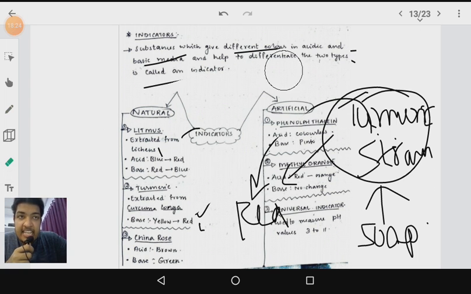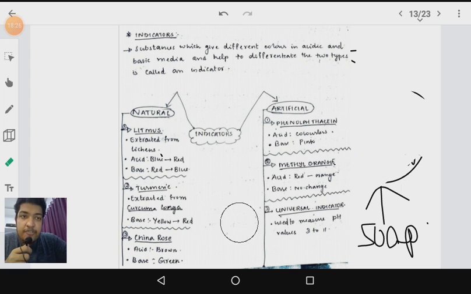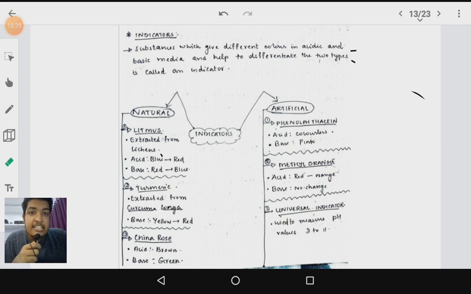Next is the case of China rose. In the case of China rose, we take some China rose petals and place them in water. Now when we put some drops of acid, it changes its color to brown, and if we put some drops of base, then it changes its color to green.